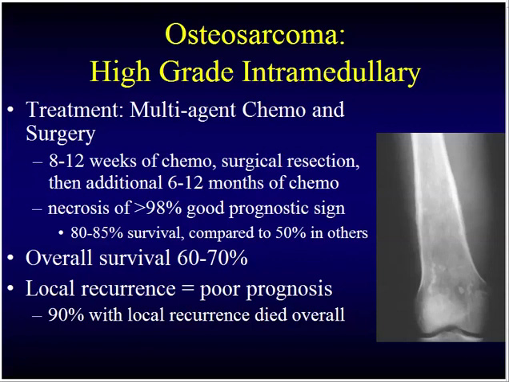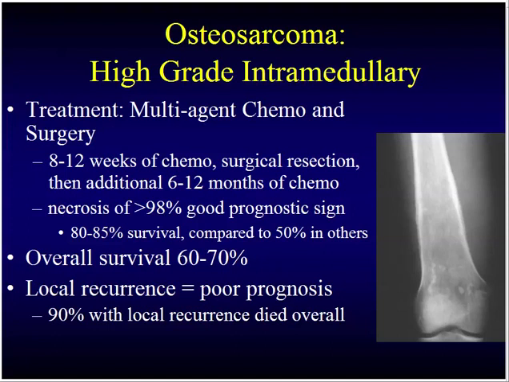Now, what you're looking for, and this potentially will be a question, you want necrosis of better than 98%. So you don't go high-fiving when you say, oh, we got 95% necrosis or 90% necrosis, because really it's 98% that's a good prognostic sign. Where you get 80-85% survival compared, if it's less than that, to about 50% survival in the others. Overall survival is right around 60 to 70%, which is not too bad.